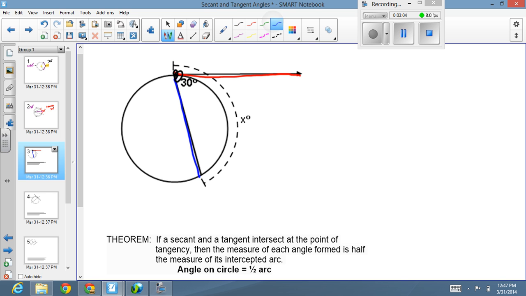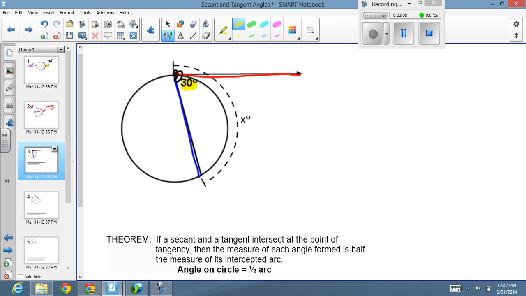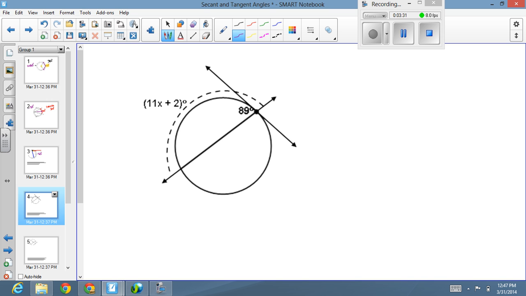Once again, because this angle here is 30, if I want to know the measure of the arc that is across from it, I'm just going to take 30 and double it. So that arc is 60 degrees. The angle is half of the degree measure of the arc. Okay, so let's look at another example here.